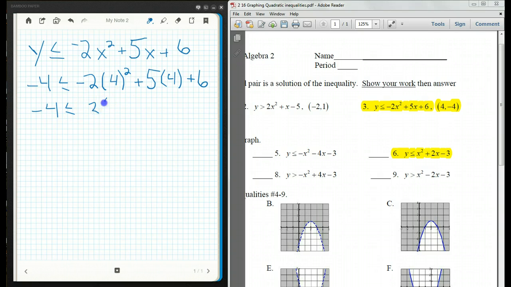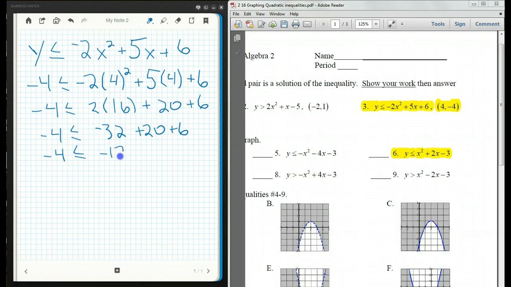I can do it the long way here. I think I forgot a negative there on the -2, but 4 squared is 16. Following order of operations, I can multiply 5 times 4 is 20 and adding 6. So getting back -2 times 16 is -32 plus 20 plus 20 plus 6. And then is -4 less than or equal to -6?